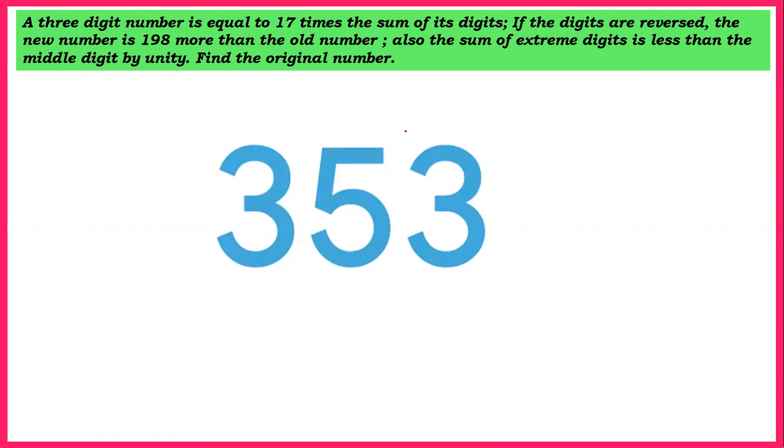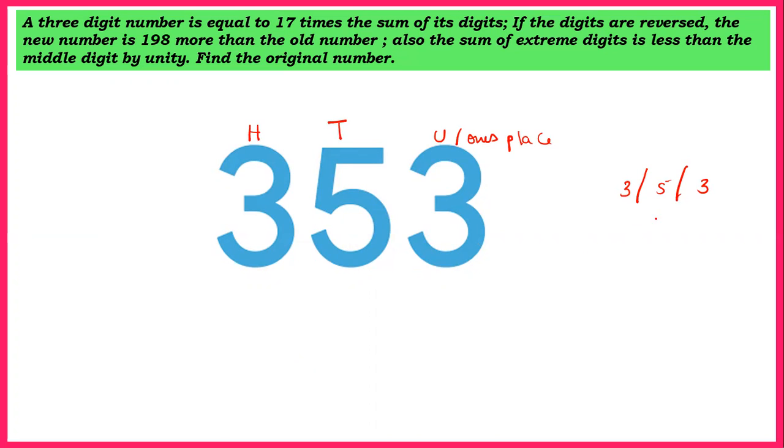Now using this 353, the question is, how do we get the digits? Here are 3, 5 and 3. Here I can say this 3 is in the hundreds place. This 5 is in the tens place, and this 3 is in the units place, or we can also say ones place. Now the digits here are 3, 5 and 3, and the number is 353.